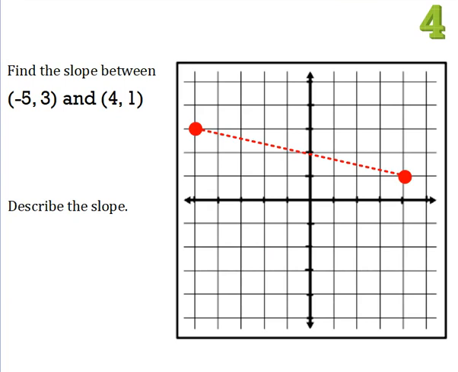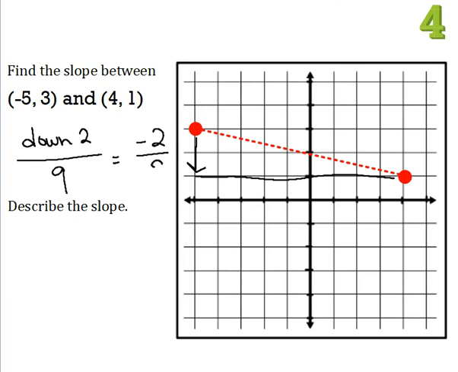Okay. If we look at this line, I see that this line is definitely going down. So if I have to find the slope between these 2 points, the line is going down 2 and then running, let me see, 1, 2, 3, 4, 5, 6, 7, 8, 9. So this is going down 2 spaces and running 9. So I can say that this has a slope of negative 2/9. I know that it's negative because the line is decreasing. It's going down.